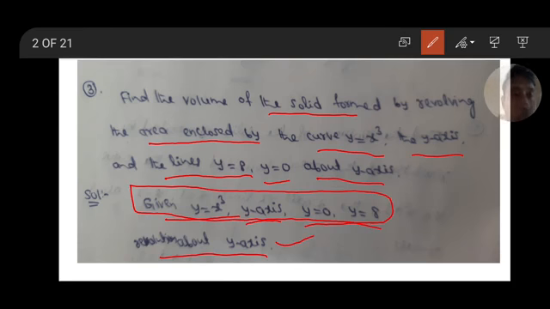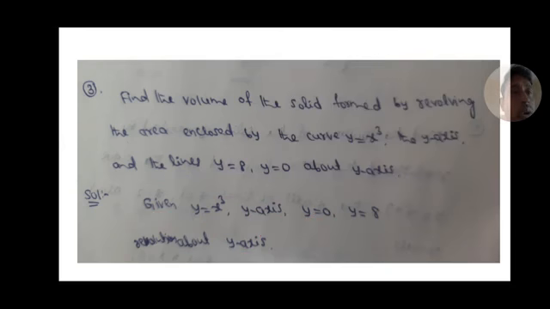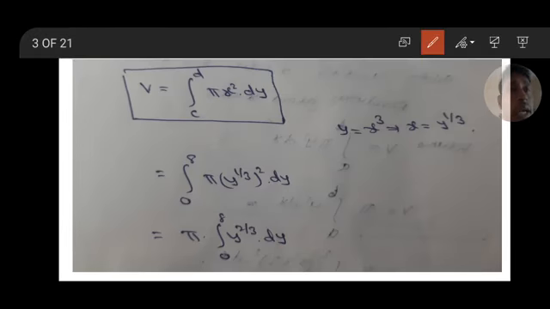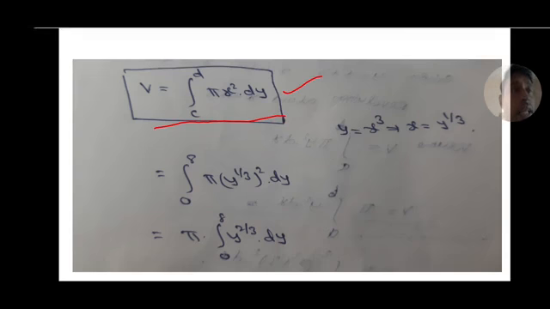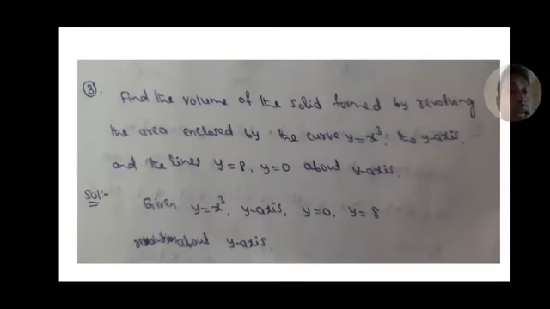We have to concentrate on the revolution about the y-axis, and the region is bounded by the y-axis. So we use the second formula: V equal to integral from c to d of pi x square dy. It is given y equal to x cube, so we have to write the x value. y equal to x cube implies x equal to y to the power of 1 by 3. So substitute; the y limits are 0 to 8.